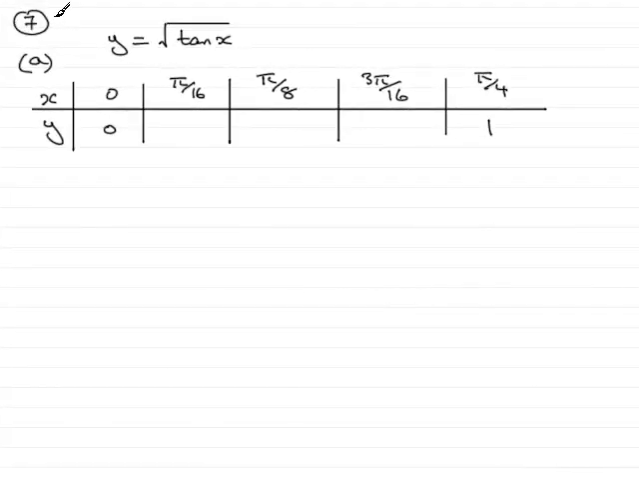Now, in question 7, part A, we're given that y equals the square root of tan x, and this table of values, and we have to fill in these three values here. All you're going to have to do is just type these into your calculator, but I can see one common mistake, and that is make sure your calculator is in radians mode. And if it is, giving you answers to 5 decimal places shouldn't be much problem.